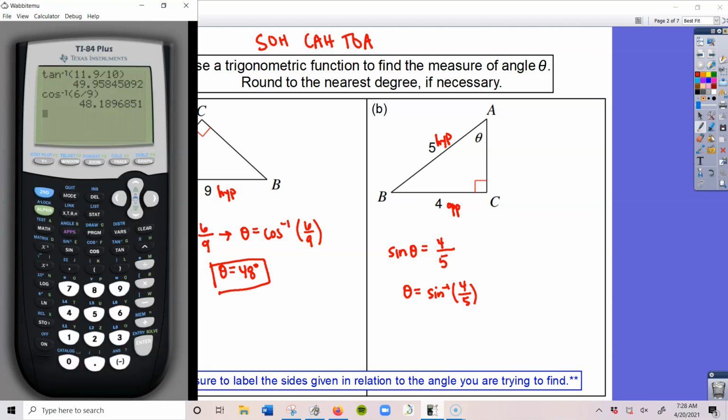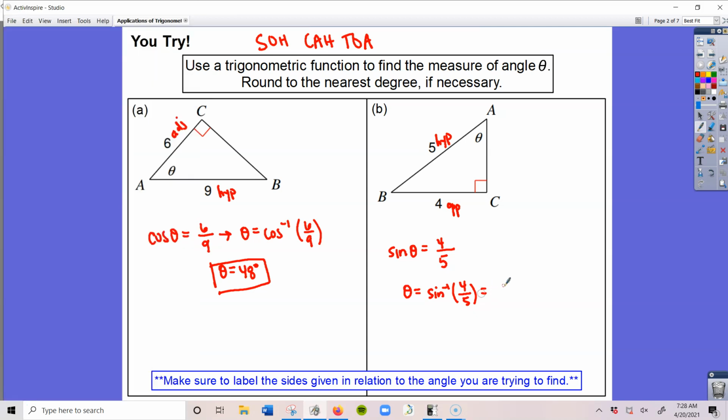Come here to my calculator, second sine, so that it activates the inverse, 4 over 5, close parentheses, press enter, and we get 53.13, which is going to equal, to the nearest degree, 53 degrees. So that's how you would find the missing angle measure.